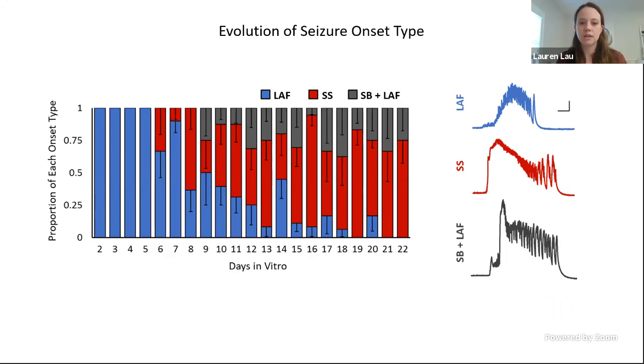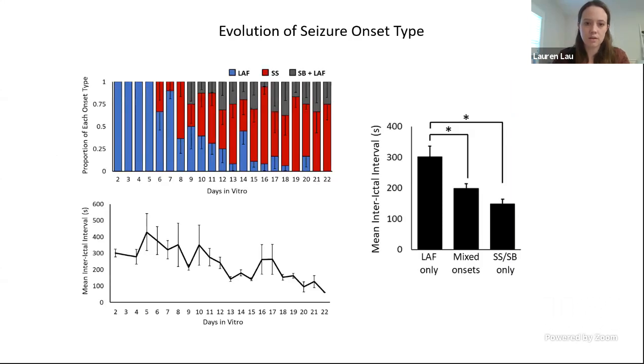And interestingly, even within individual slice cultures, they didn't switch from one type to the next in an absolute manner. So even within the same day, in the same exact slice culture, it might be generating a sentinel spike seizure and then next low amplitude fast, and back and forth. So there were different time periods where certain modes of onset were more likely, but again, it didn't switch in an absolute way, suggesting dynamic changes in how the seizure initiation was occurring.